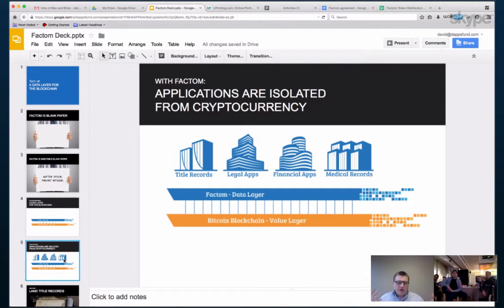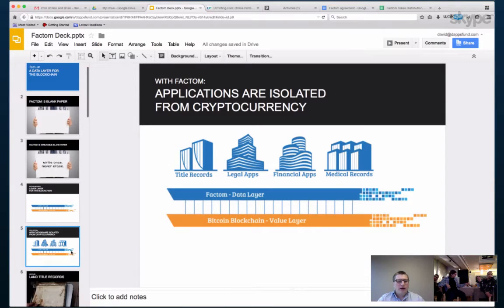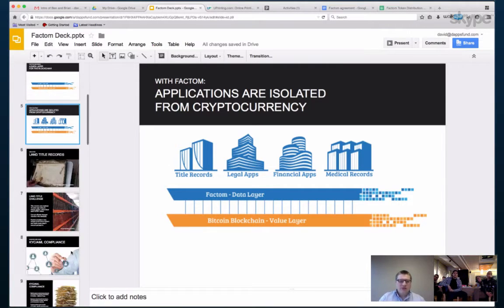Imagine you're Zynga or somebody like that, and you want to put 100 million transactions a day into Bitcoin to record game tokens or something like that. At that kind of level, dust level transactions add up into real money. And so if we're going to scale the blockchain, Factom offers a solution for that. So let me talk real briefly about a couple of use cases.